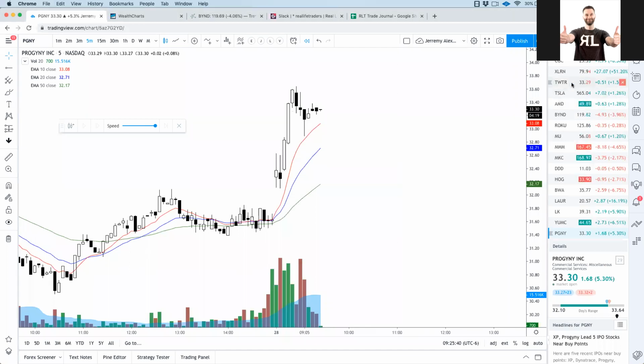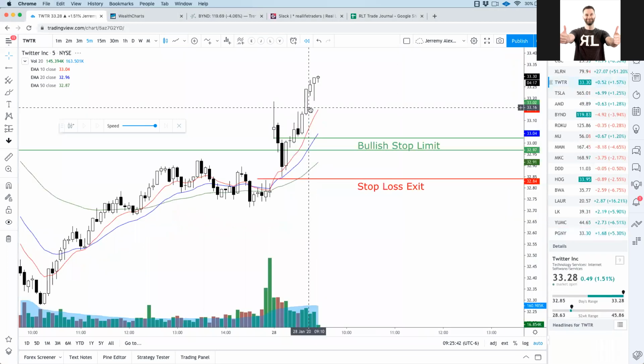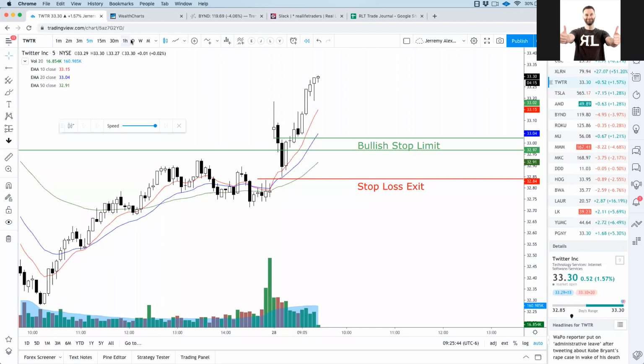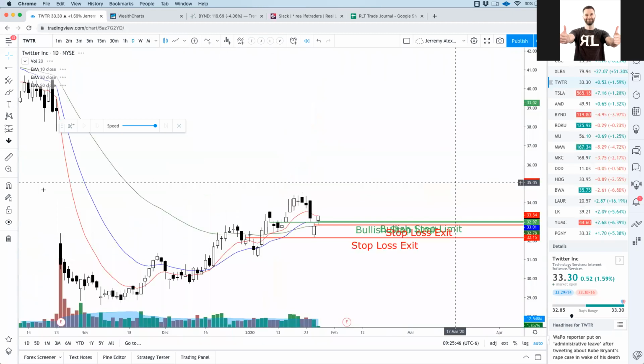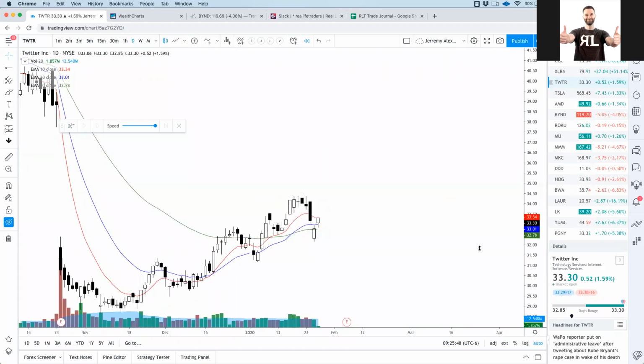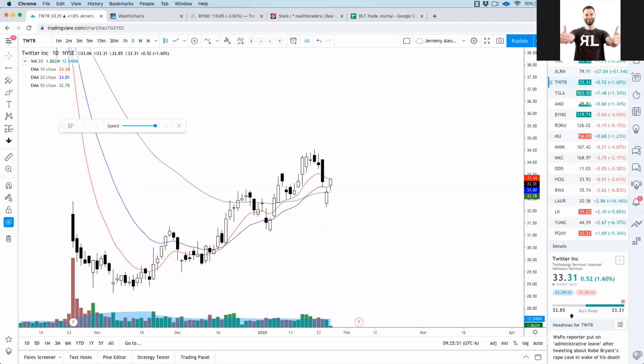Now, Twitter was the exact same setup. Twitter was almost identical, ladies and gentlemen. And this is one that we looked at in the afternoon room. For those of you who remember, type in an 8 if you were in the afternoon room where I said, and I quote verbatim, 2 or 3 times, hey guys, I think Twitter is going to form a very similar candle to this. I don't want to swing trade it, but I'm going to watch it for a gap up and a continuation tomorrow to play it bullish.